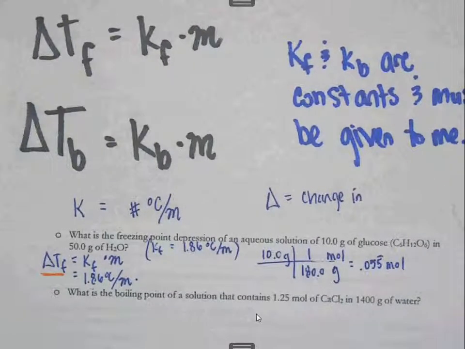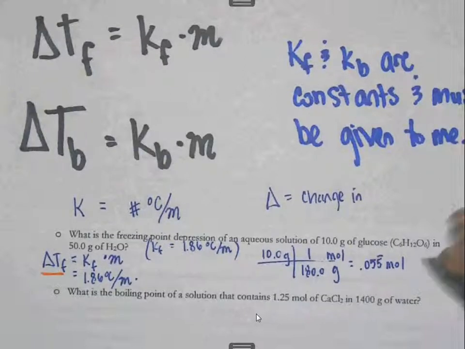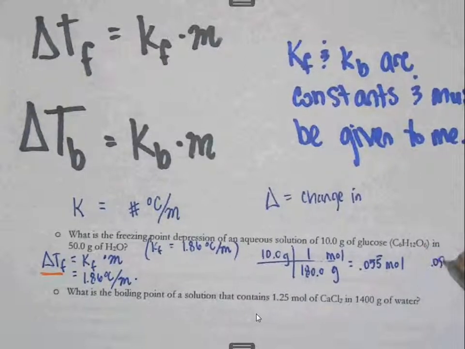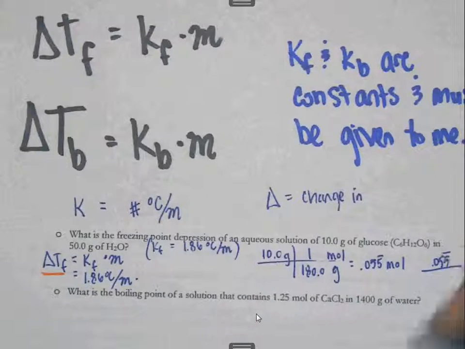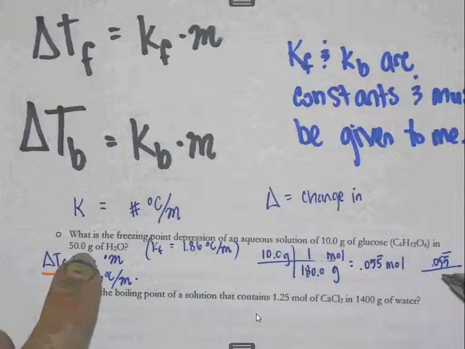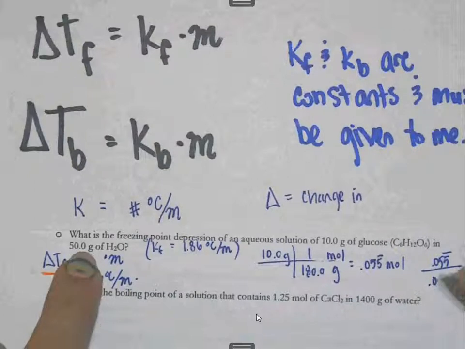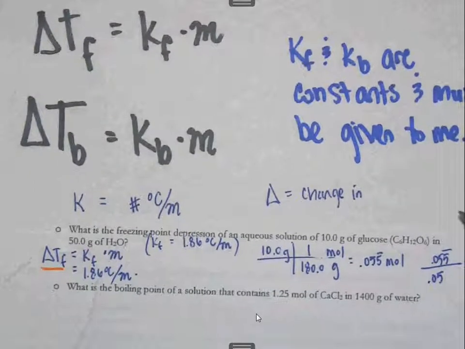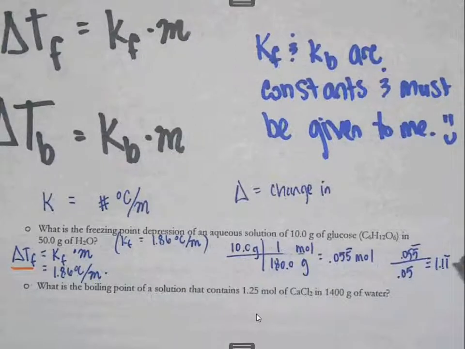moles. Well, then I need to take that number, the 0.055 repeating, and divide it by the number of kilograms of water. I don't have kilograms, I have grams. So I'm going to have to divide 50 by 1,000. So that's going to be 0.05. And I will get a molality of 1.11 repeating for my molality.